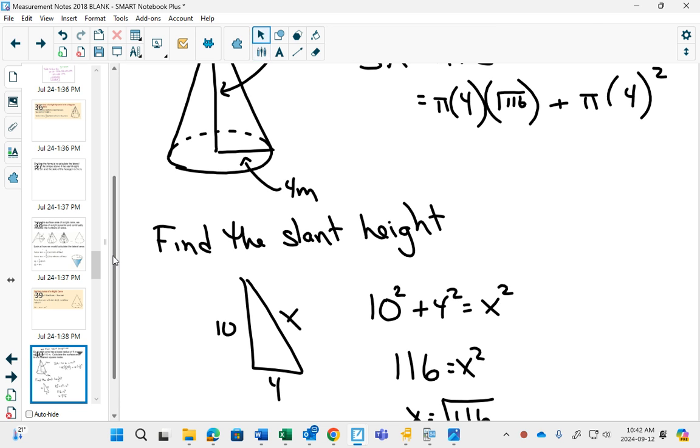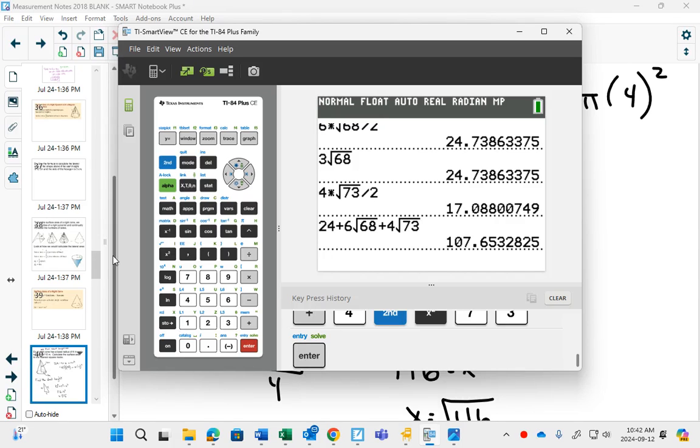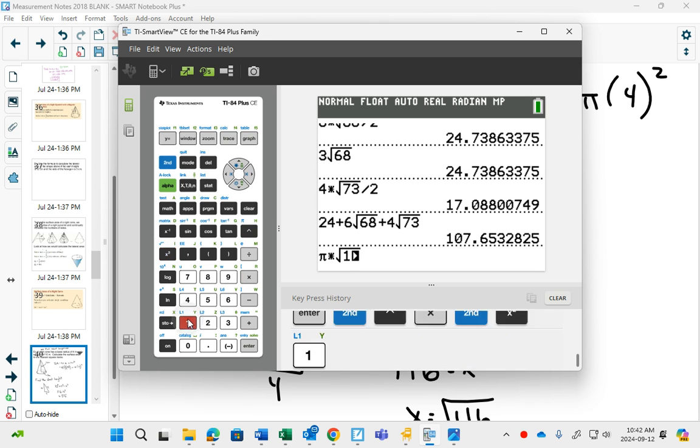Because then I can go to my calculator. Need to find our pi button, because we don't want to use 3.14, because that means we're rounding early. Pi times the square root of 116.